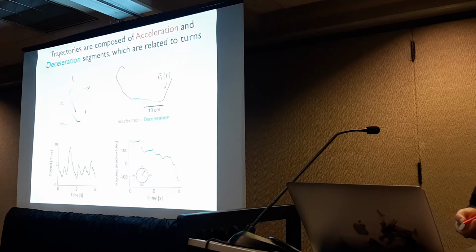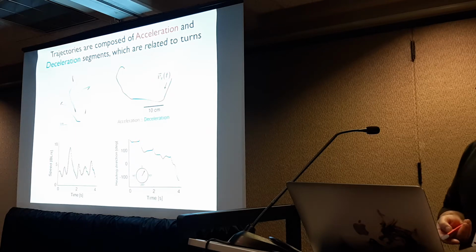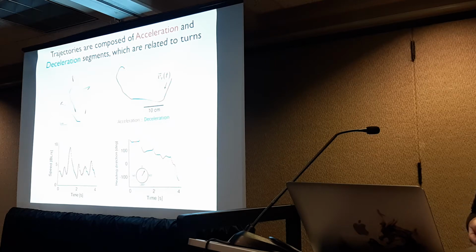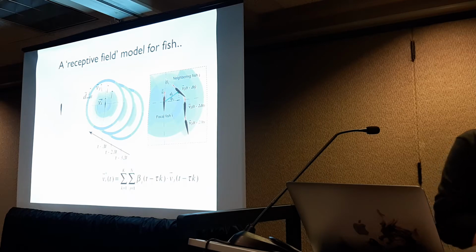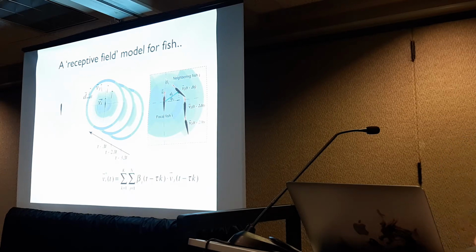But most interestingly, maybe, you can see that these are correlated with the angle or heading of the fish: these turns tend to go together with acceleration and deceleration phases. And if you ask what the fish are doing, based on what we know from all the models, the best thing we managed to do is to build a receptive field model for fish, in which each fish is looking at the neighborhood. It has everything around it.